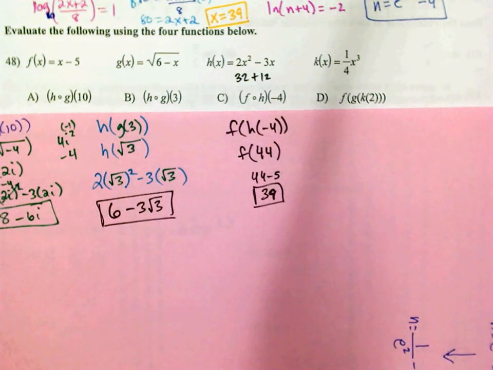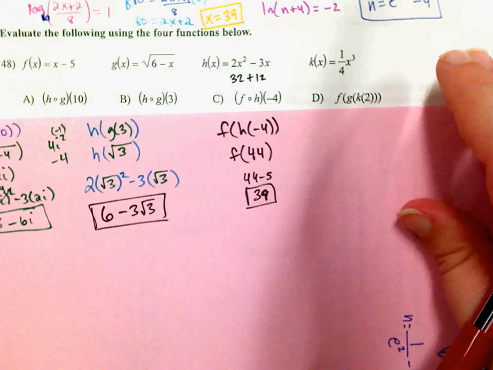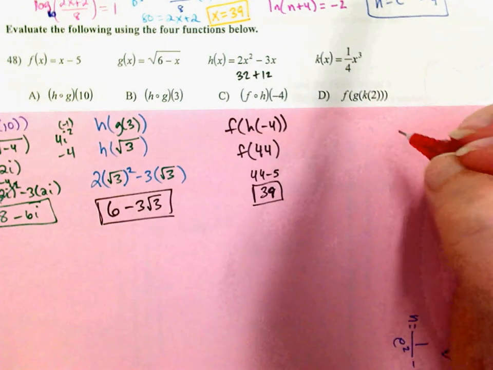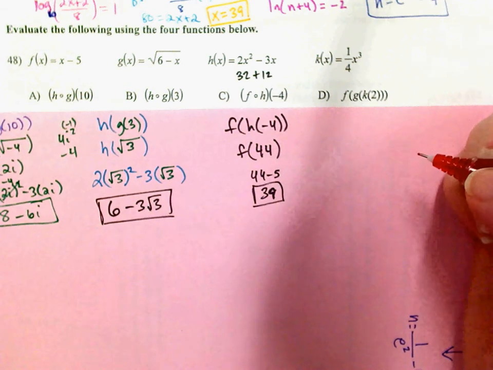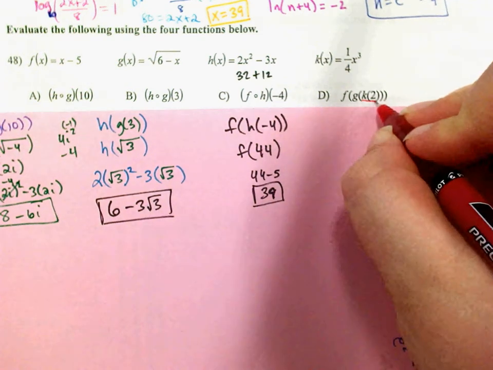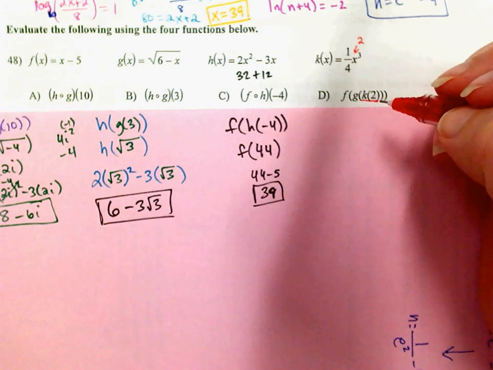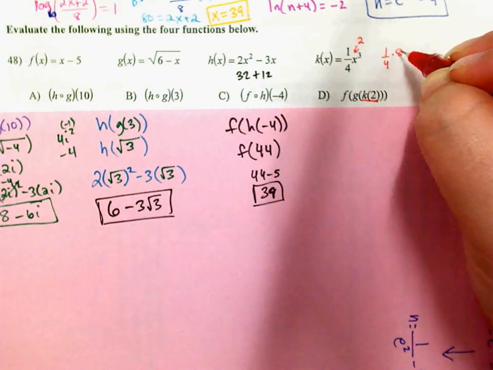Okay, now I need to find f of g of k of 2. What do you need to find first? K of 2. I have to plug in a 2 right there, so it's 1/4 times 2 cubed. And what is 1/4 times 8? 2. So I need to find g of 2.